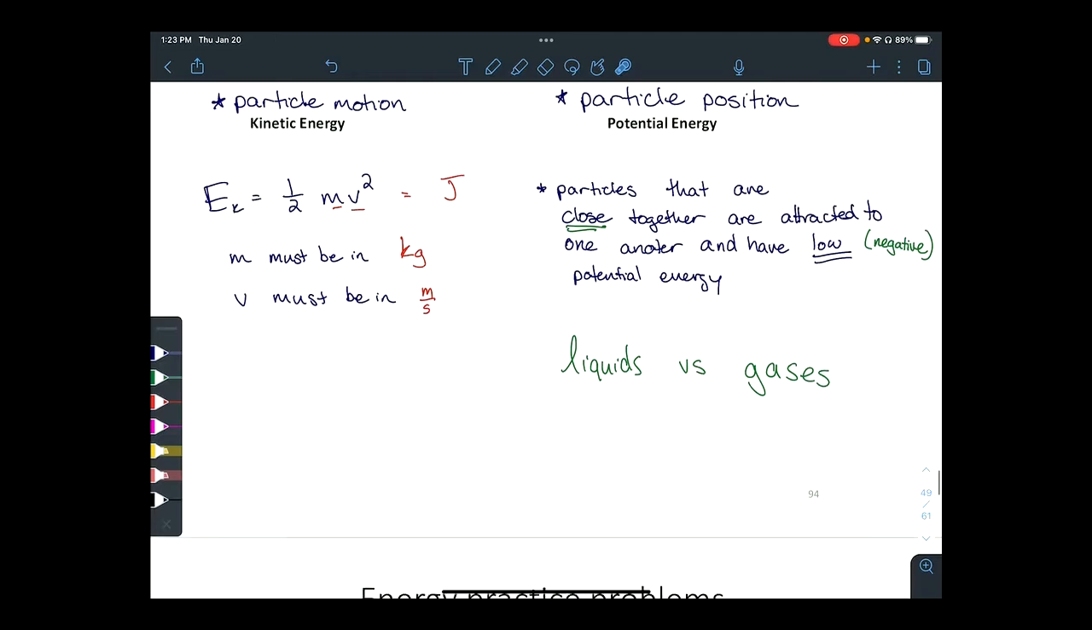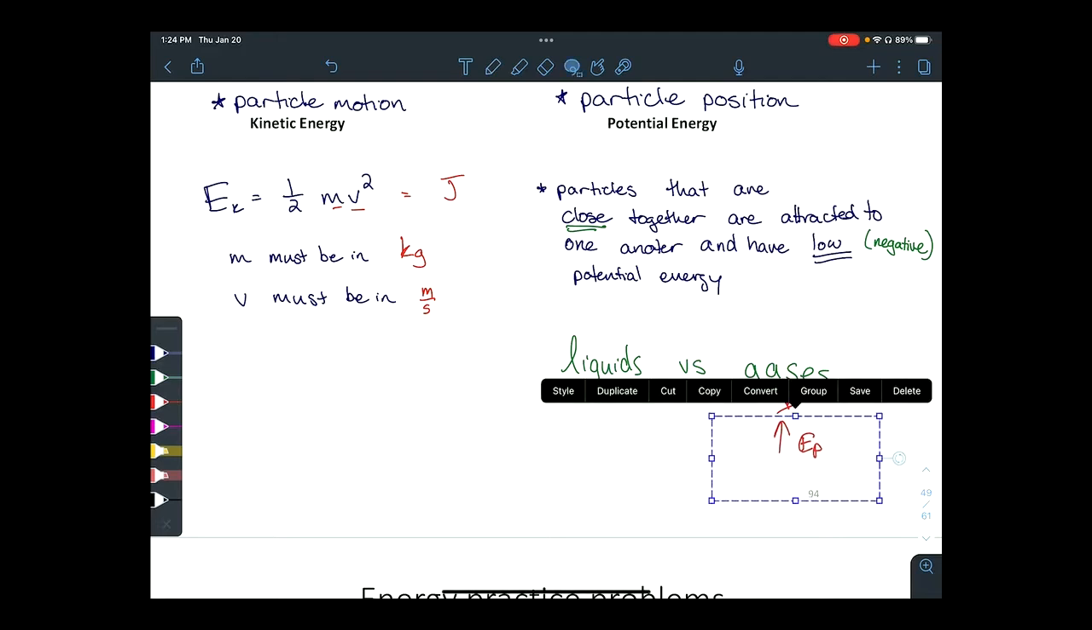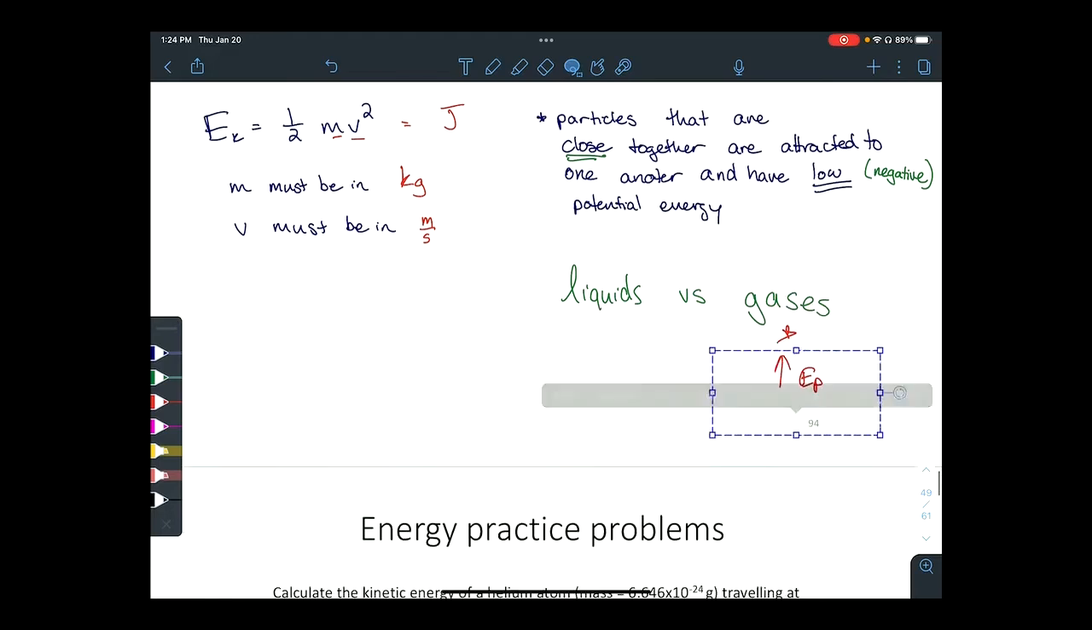All right, so if we think about liquids versus gases, in which case are the particles far away from one another? Liquid phase or gas phase? Gas phase. So based upon what I just said, which substance will have the higher potential energy, a liquid or a gas? Gas, because the particles are further apart. Okay, so that's essentially what you need to know when it comes to potential energy, and that's basically it.